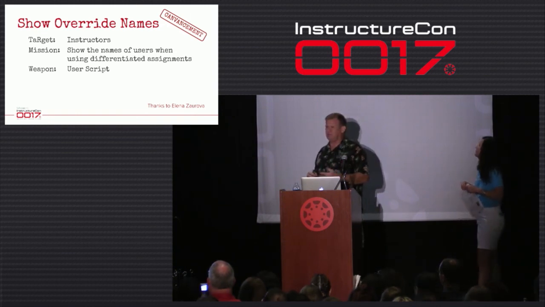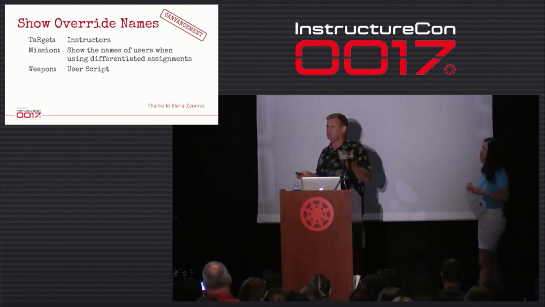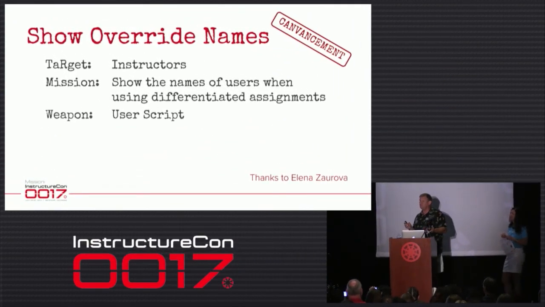Show override names is like the differentiate assignments. It will tell you that you have multiple due dates or something like that, but it doesn't tell you who gets that different assignment. So this one goes out and looks up the names of the students who are getting that, rather than just saying there are multiple dates that are involved.